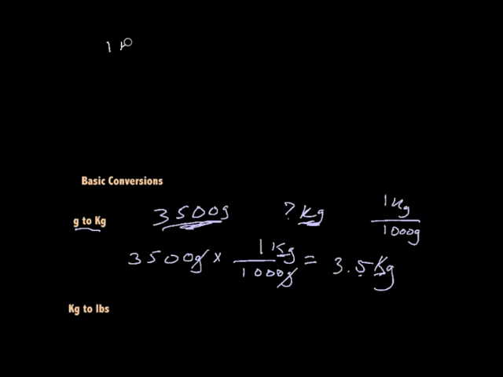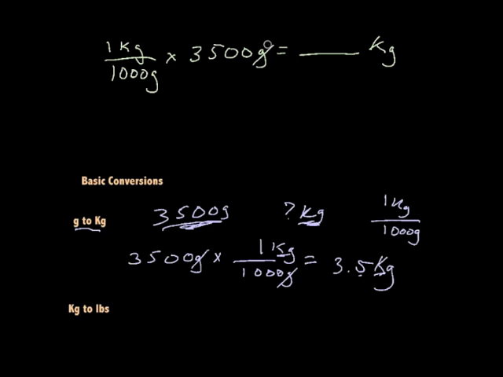I could have done 1 kilogram over 1,000 grams times 3,500 grams equals blank kilograms. Now I know this equals blank kilograms because my grams here cancels out and my grams here cancels out. You can do this either way, especially whenever you start putting in 4, 5, 6 conversion factors to get to your final answer. Dimensional analysis is nothing more than a means for us to sort and organize our division and multiplication. So it doesn't matter what order it goes in.